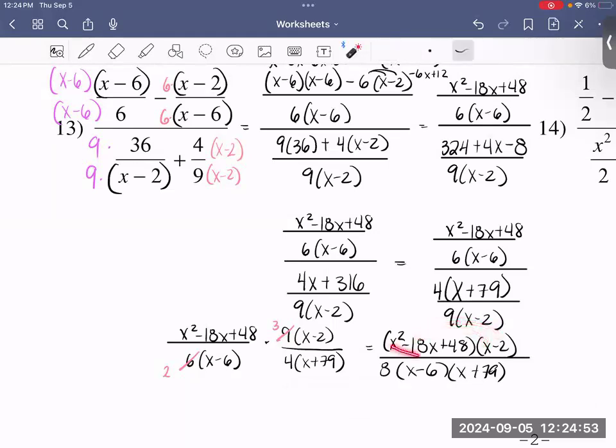When you go to FOIL these out, because these are already in their most factored form, since that's not factorable, it's likely that this one won't. And then you also have the cubic, which isn't easily factorable. And this one would already be factored. So this would be your final non-expanded form.